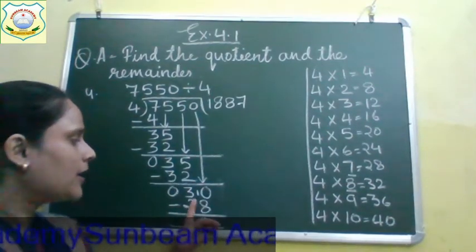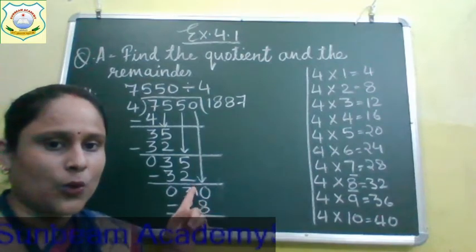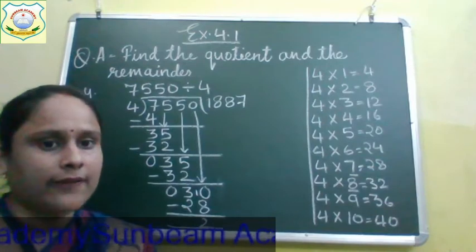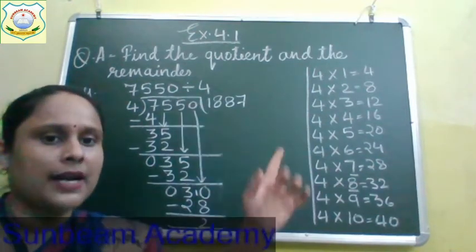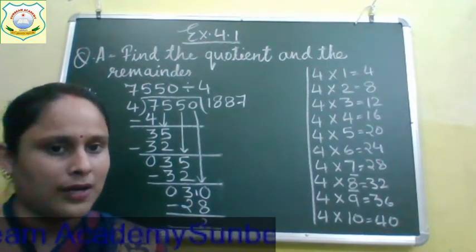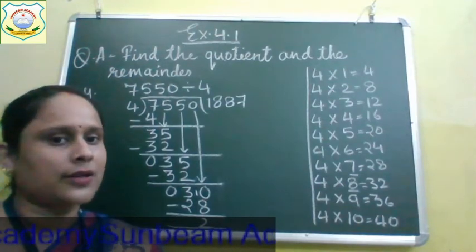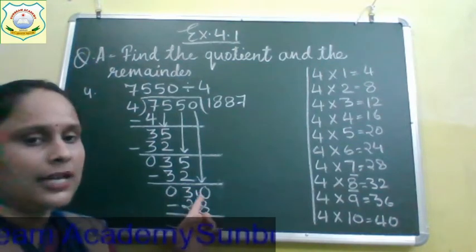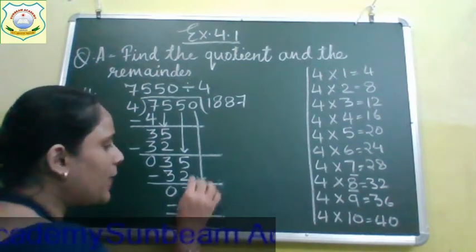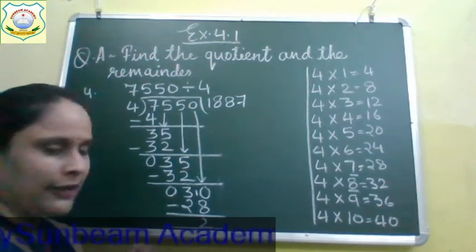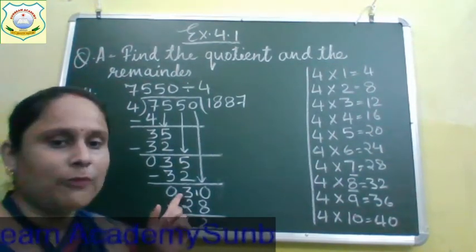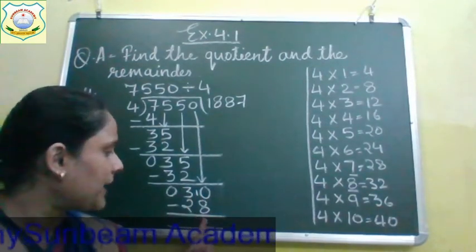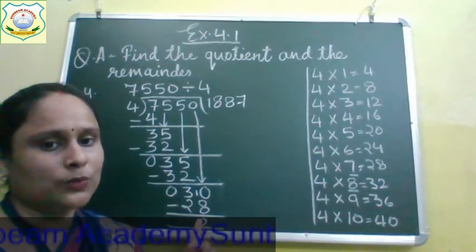10 minus 8. We cannot subtract 8 from 0. 8 is a bigger number and 0 is a smaller number. Always in subtraction, from the bigger number we have to subtract the smaller number. From the smaller number we cannot subtract the bigger number. So for subtracting 8, this 0 is not going to work. So we will take 1. We have borrowed from 3. We got 10, and now we subtract 8 from it, we'll get 2.